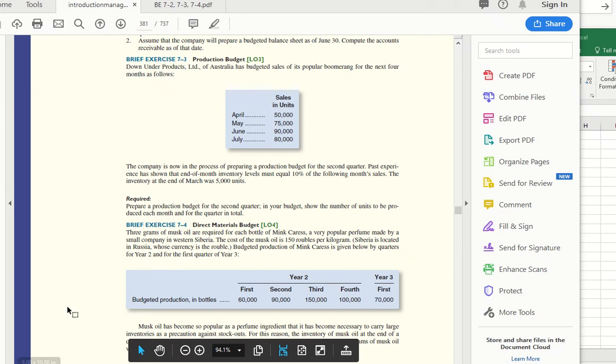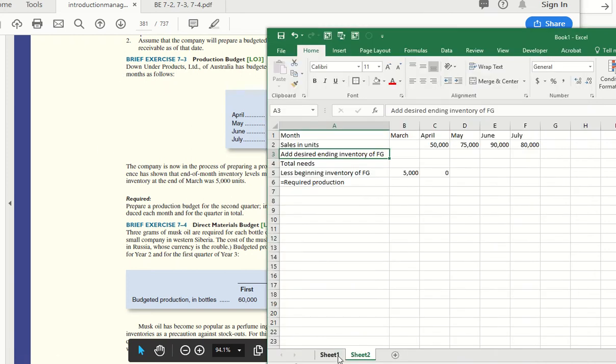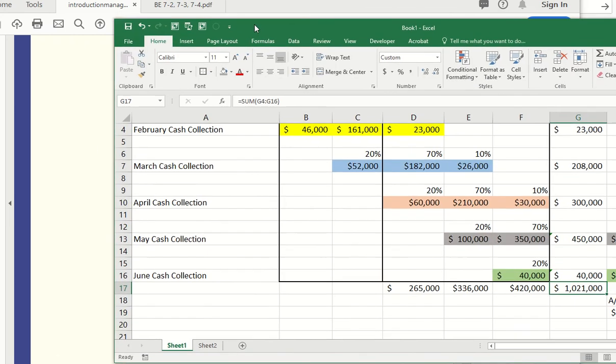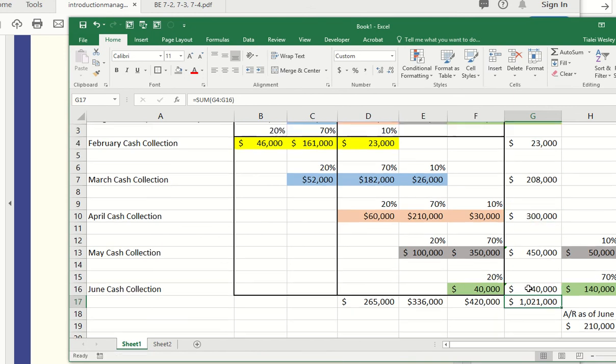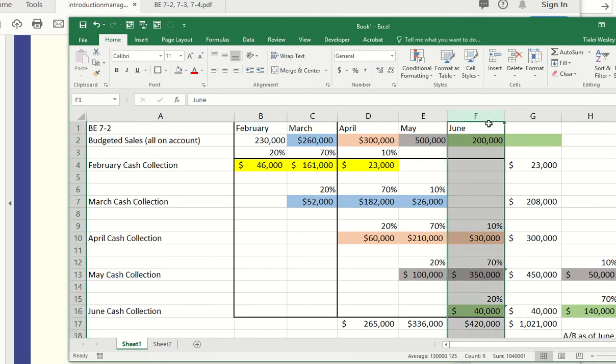Aloha class. So just a reminder about the previous problem for 7-2. Make sure that we do total up the total for the quarter, right? And so for April, May, and June, we have the total amount of cash collections, and we can sum those up, and that would be our final answer for the quarter.